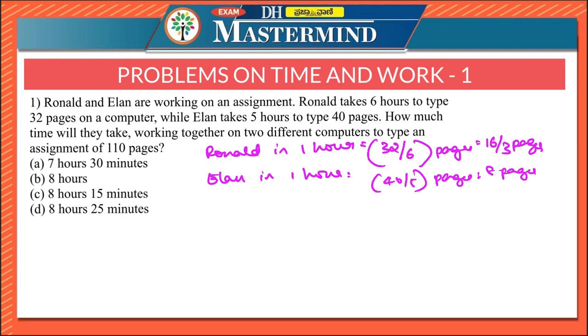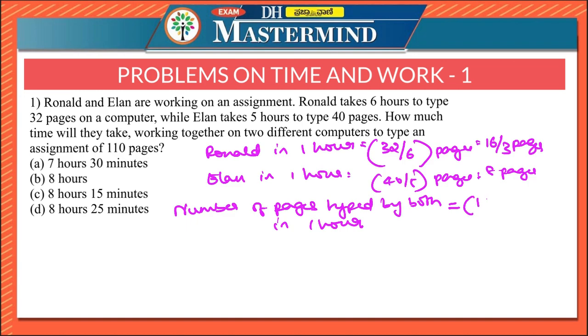So now let us see when both combined together, Ronald and Elon, when they both work together, the number of pages typed by them will be equal to number of pages typed by both in 1 hour. So we'll always calculate for 1 hour or 1 day. So that makes the solving problem easier.